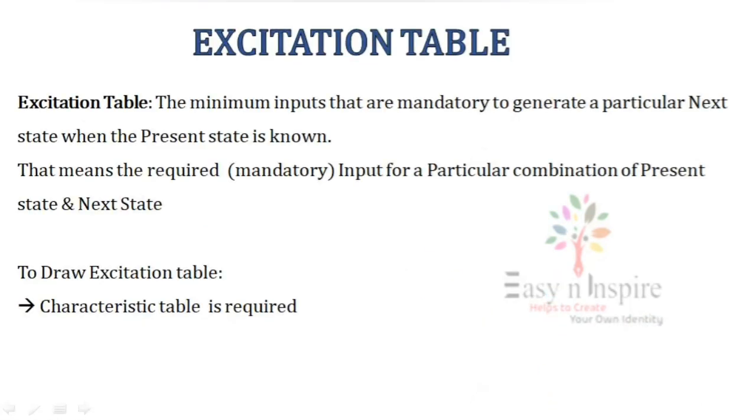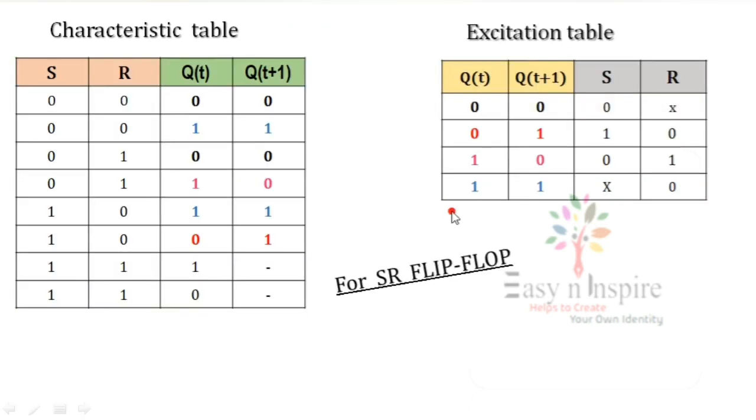In previous videos we have seen two tables. First one is the truth table, second one is the characteristic table. Both are different. In this session I am going to discuss a new table, that is nothing but the excitation table. If you see the characteristic table, consider I am taking SR inputs. Two inputs S and R, present state, next state. This is the characteristic table, just observe this one.